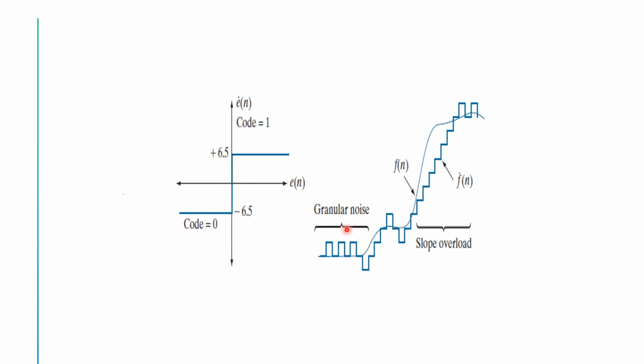The main problem with DM is that it undergoes granular noise distortion, because if the step size is larger than the variation of the signal, it is not able to trace it. In the case of slope overload distortion, the signal is varying rapidly compared to the step size. So we need a larger step size for this, and a smaller step size for granular noise, to overcome this problem.